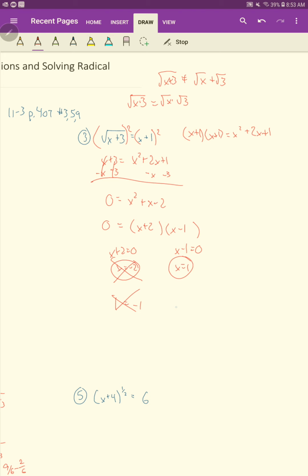Let's plug in 1. 1 plus 3 is square root of 4. Square root of 4 is 2. 1 plus 1 is 2. Check. So this one does work. So that's our only actual solution. This negative 2, when you plug it back in, does not work.